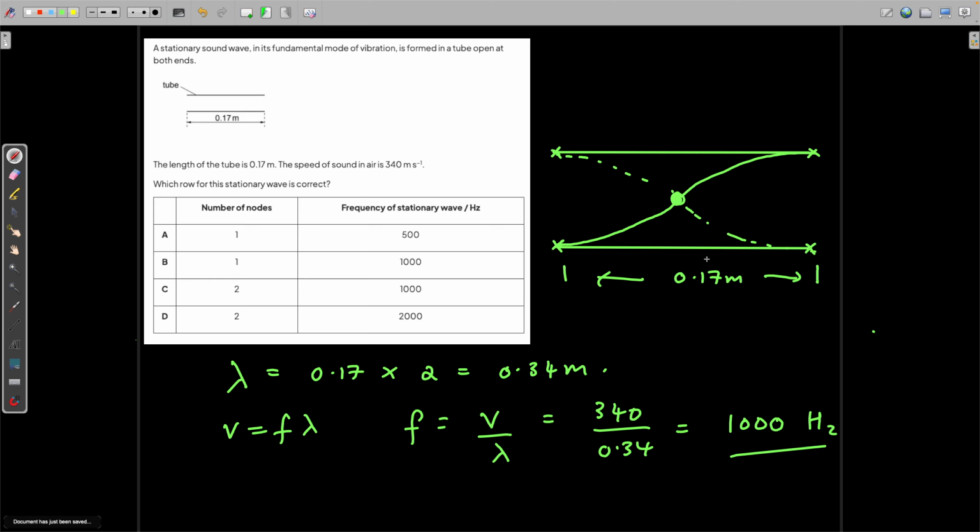Just have to remember that the length of the tube in a cylinder open at both ends is half the wavelength. If it was closed at both ends, it would be a quarter of the wavelength, but I'll go through that in a separate video. So for open at both ends in a tube, it is half the wavelength. So the answer to that one is B.